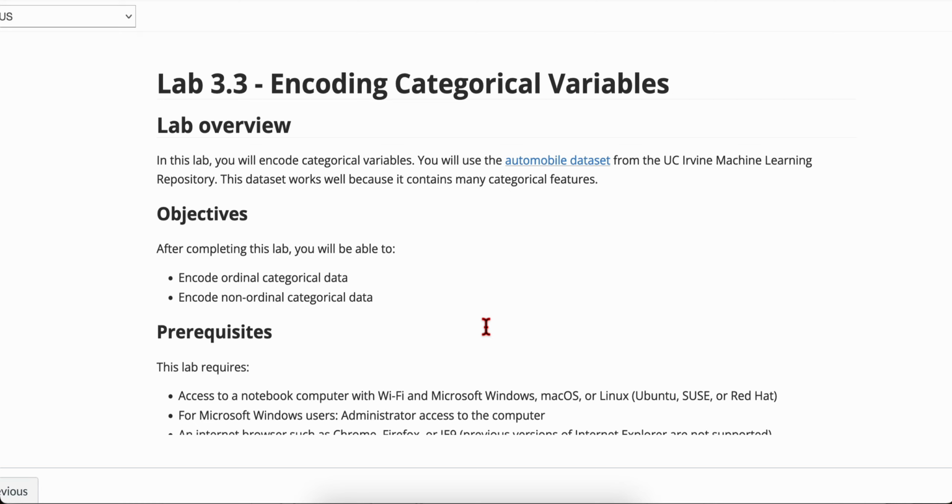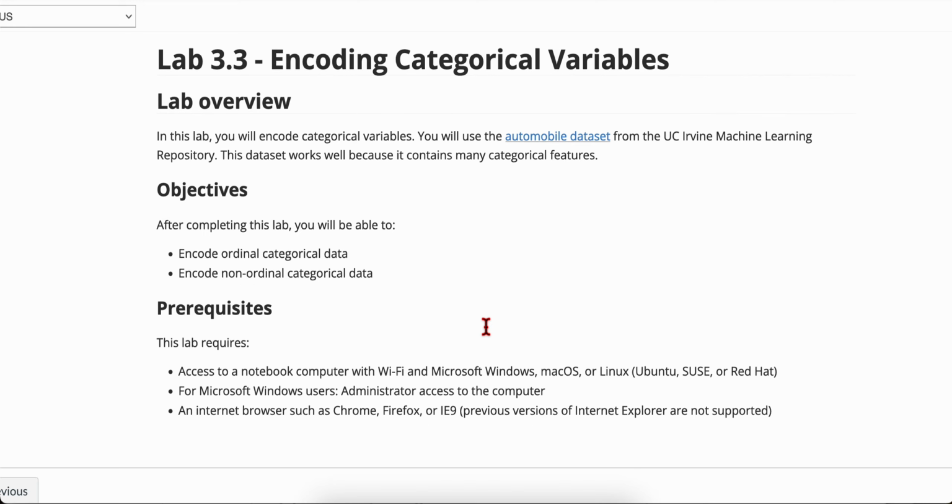My name is Michael. So today we are going to do a walkthrough of the encoding categorical variables lab. For the lab overview, in this lab, you will encode categorical variables. You will use the automobile dataset from the UC Irvine Machine Learning Repository. This dataset works well because it contains many categorical features.